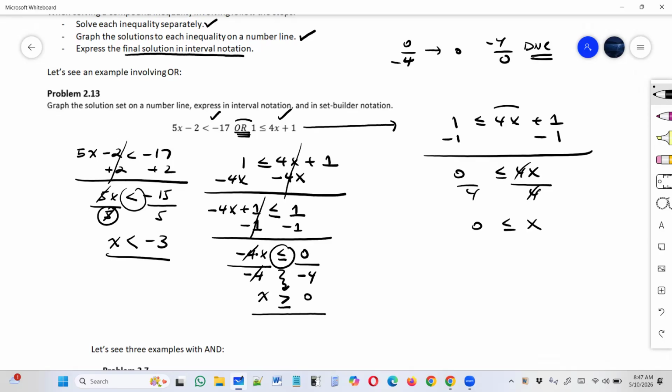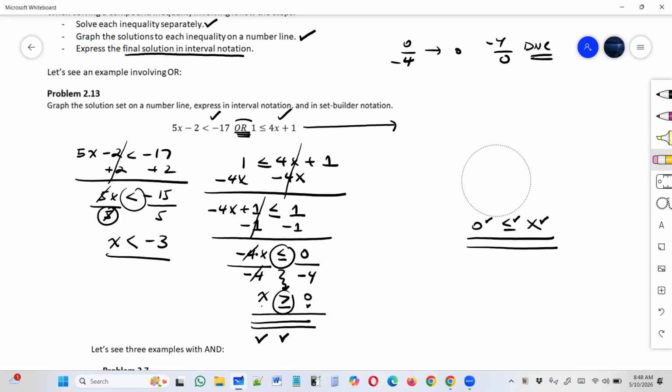And the 4 cancels. Now notice that this is the same as that. How is that? Because we have to read from the variable to the number. So this means x greater than or equal to 0. And down here, I would read x greater than or equal to 0. So don't confuse, okay? We always read from the variable to the number. So if you solve it both ways, you got the same answer, it's correct.